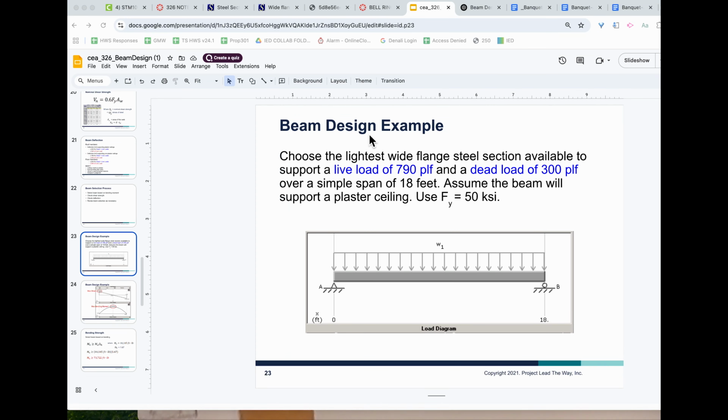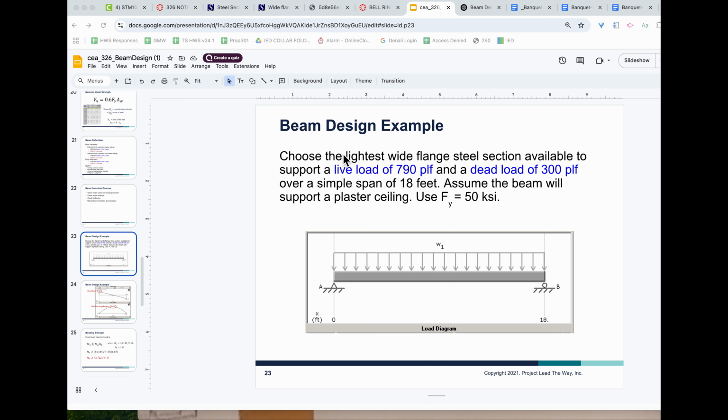Alright, so we're going to be going through a beam design example here, and this is our particular scenario. We have a live load of 790 pounds per linear foot, and also a dead load of 300 pounds per linear foot. The beam is going to span 18 feet, and we've also got an Fy value that is equal to 50 kips per square inch.